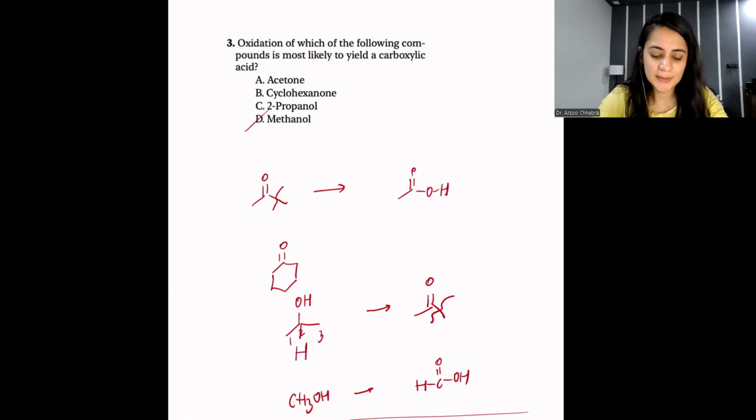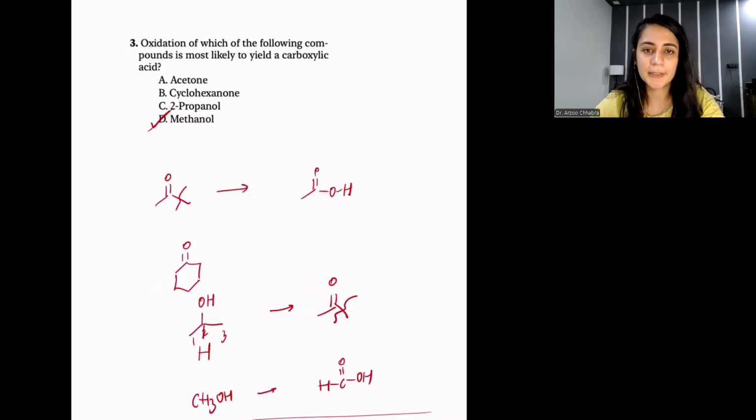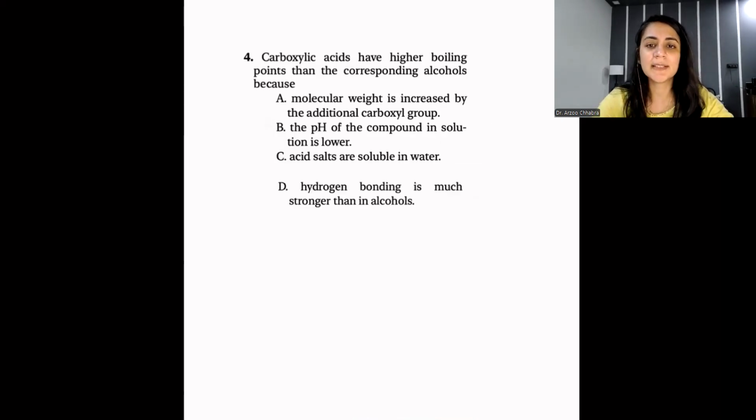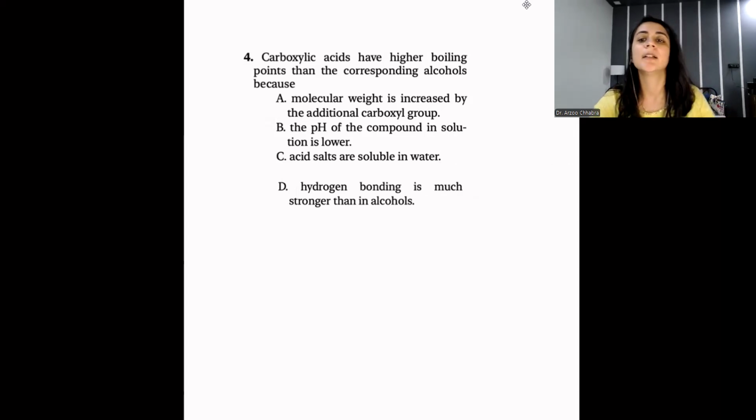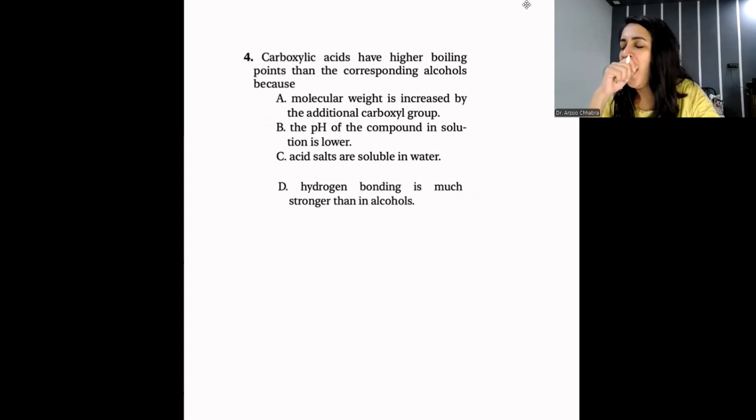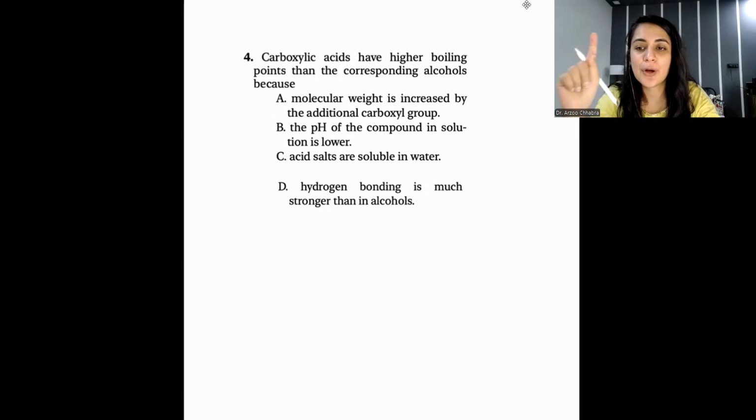Okay, so 3D. D is the correct answer, right? Carboxylic acids have higher boiling point than corresponding alcohol because, why is that? Because the molecular weight increases by additional carboxylic group. The pH of the compound in the solution is lower. Acid salts are soluble in water. Hydrogen bonding is much stronger than in alcohol, which actually is true.